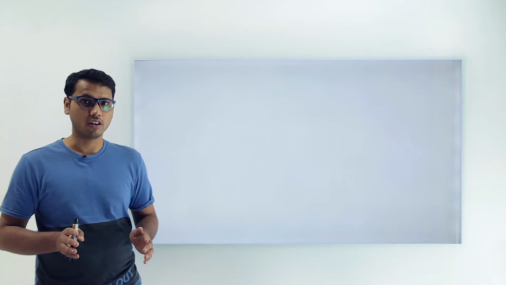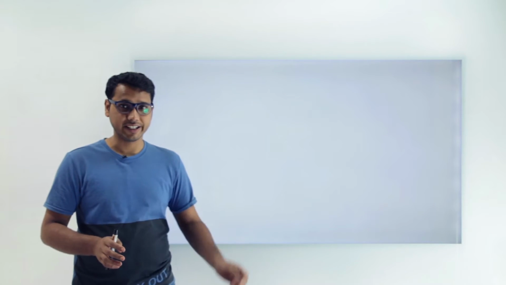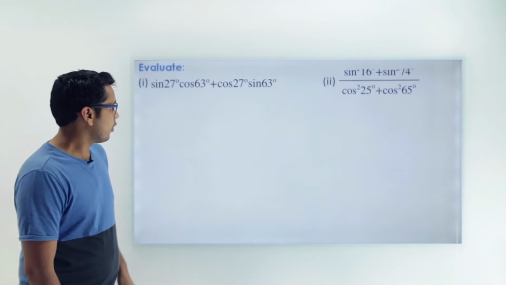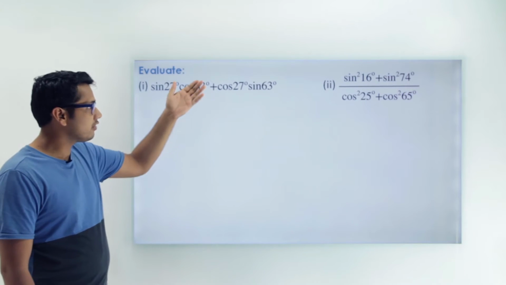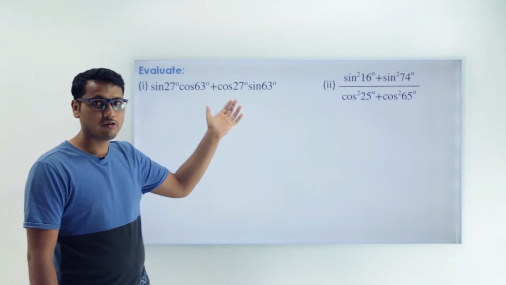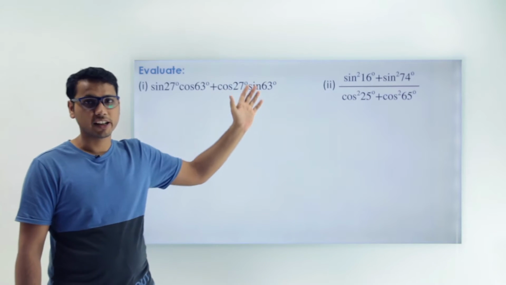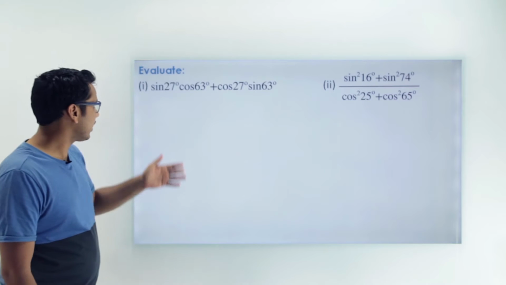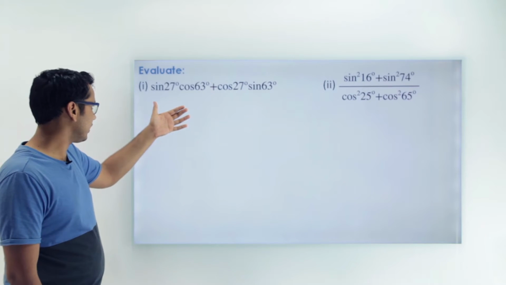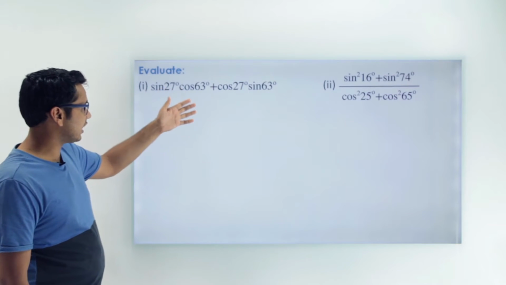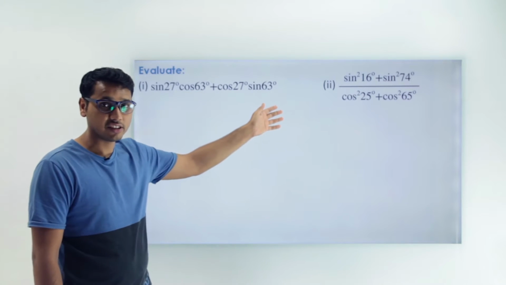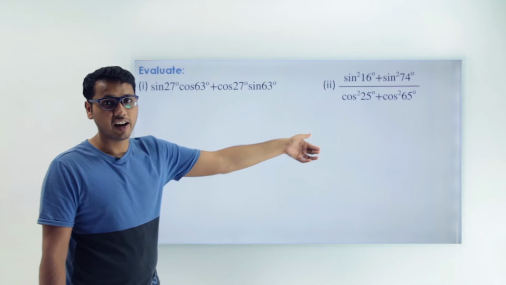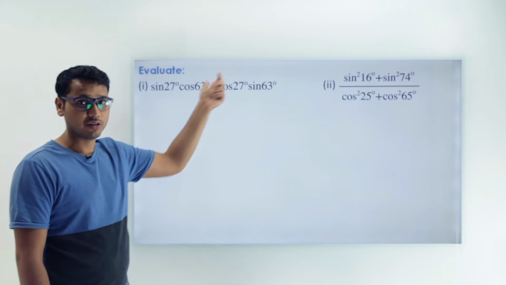Let's have a look at examples of trigonometric identities. The first type of examples are where we are given values and we have to calculate the value of some expression. In this first question, we have to calculate the value of sine 27 into cos 63 plus cos 27 into sine 63.